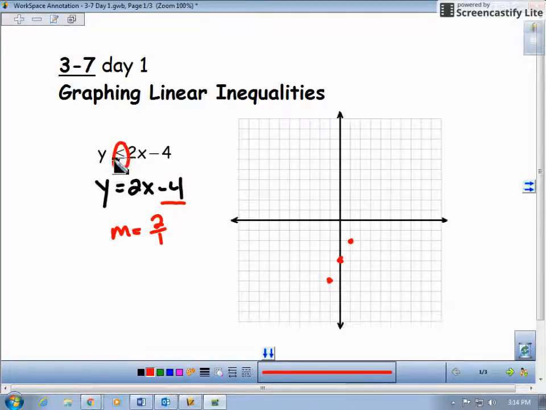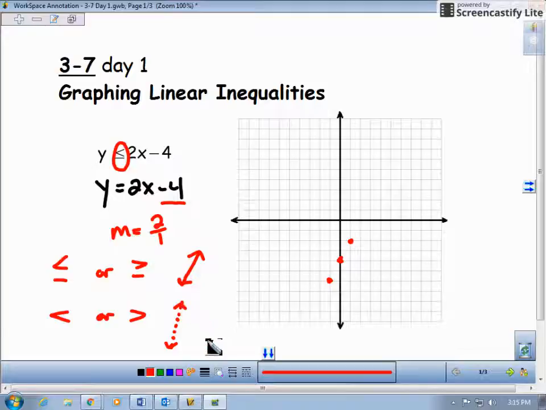Okay, because it has the or equal to in here, that means this line is going to be a solid line. So if it's less than or equal to or greater than or equal to, it's a solid line, which means this line is equal to part of the solution. If it's just less than or greater than, you'll remember we do a dotted line. Okay, and we'll see one of those before we're done here.